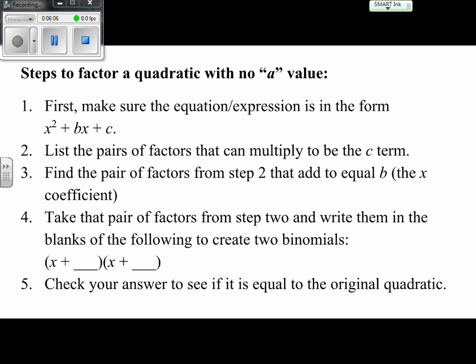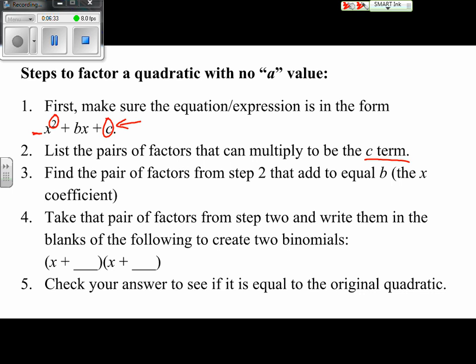So, steps to factor a quadratic with no a term value. First things first, we need to make sure the equation is in this form. Number 1, is it a quadratic? Does it have an x squared? Second, is there no number written in front of the x squared, which implies that there's no a term, or an implied 1. Then we're going to list the pairs of factors that can multiply to the c term. So we're going to look at this c term and list different pairs of numbers that I could multiply together that would equal it.